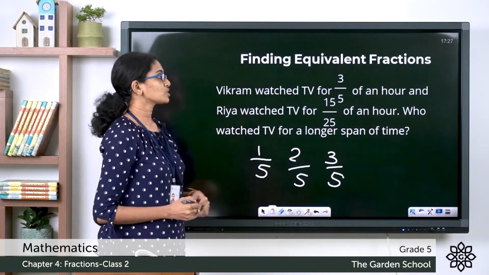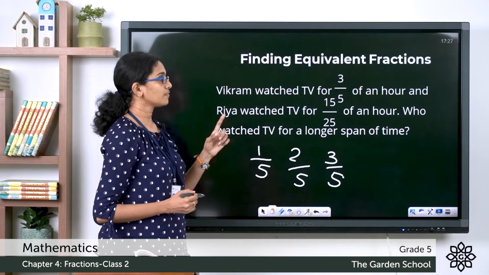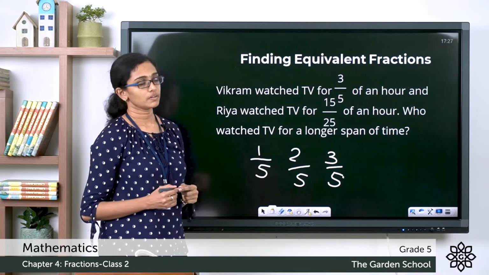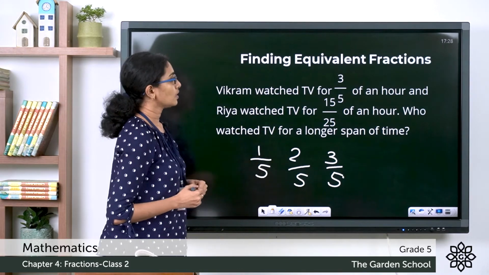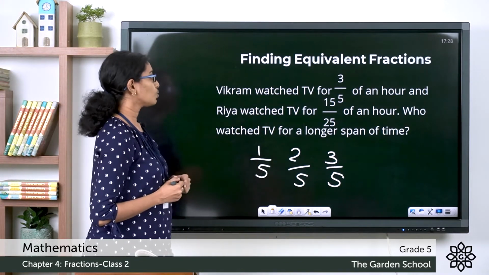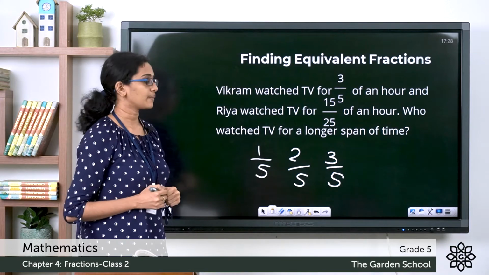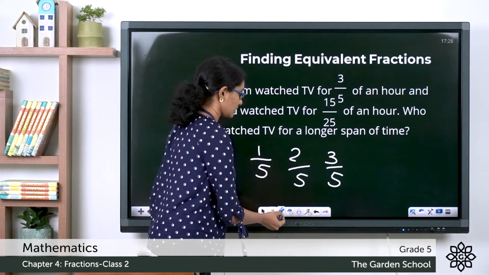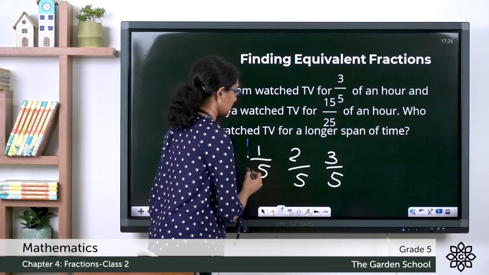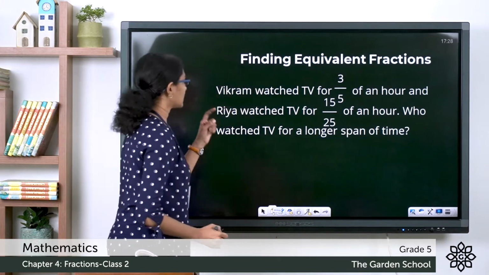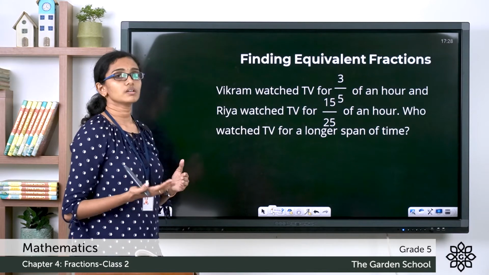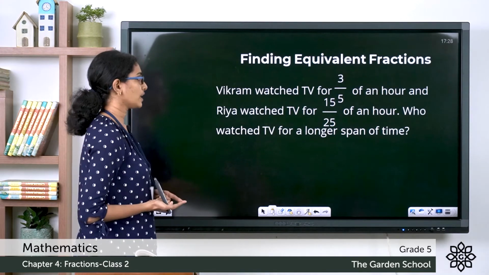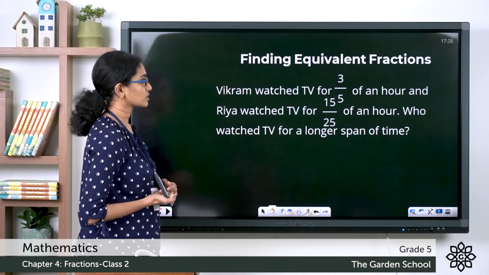So Vikram watched TV for 3/5 of an hour and Riya watched TV for 15/25 of an hour. Who watched TV for a longer span of time? So what is given in the question? The time that both Vikram and Riya watched TV is given. We are asked to find out who watched TV for a longer span of time. And we are given the fractions here.